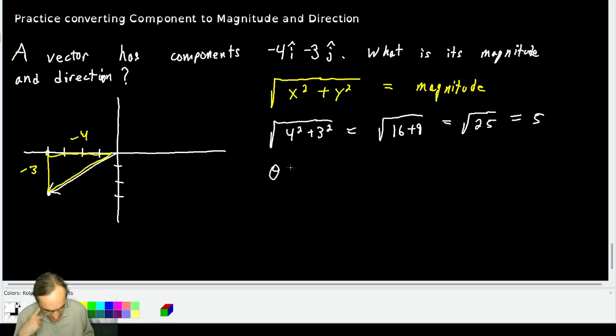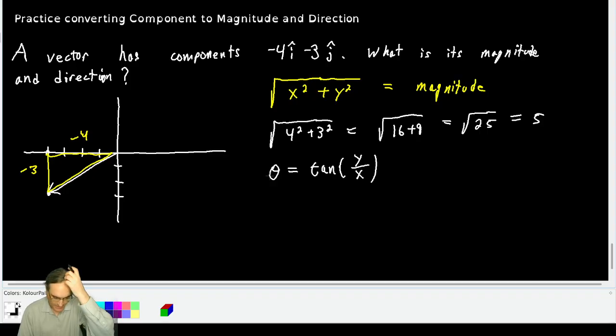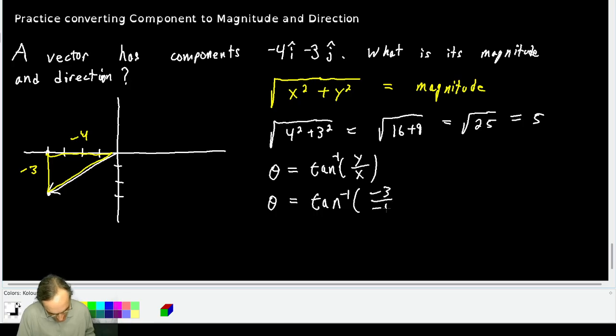Direction. To find the reference angle, you do the inverse tangent of the y component over the x component. But this will give you the reference angle. We need to be careful about how we think about that. So let's first find that reference angle. Theta is, oops, I forgot the inverse symbol. Inverse tangent of, that's going to be minus 3 over minus 4.